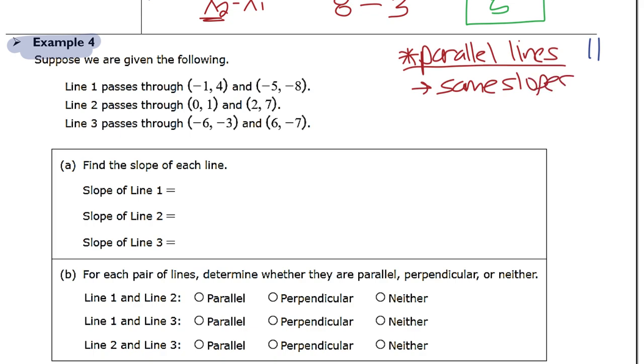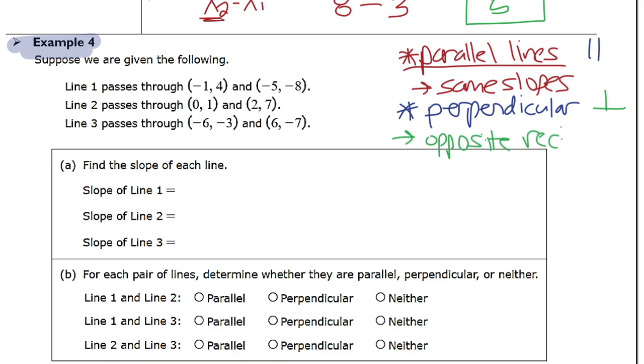So they'll have the exact same slope, but a different intercept. Perpendicular is going to be this symbol, which will be the opposite, and what we're going to say, the reciprocal slopes. So they're going to be flipped, and the opposite of which is make it negative or make it positive. So those are the two things.